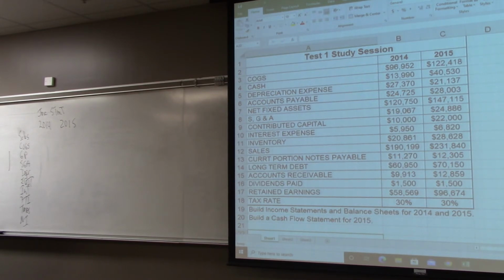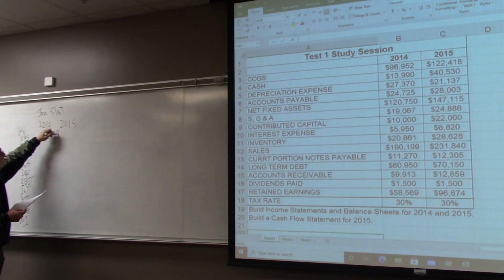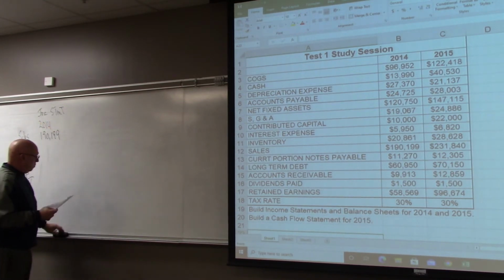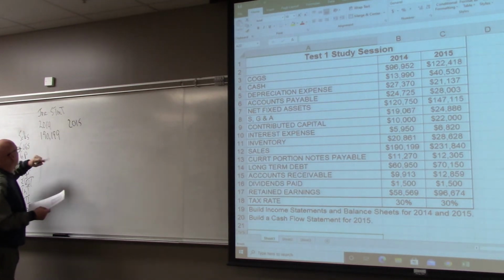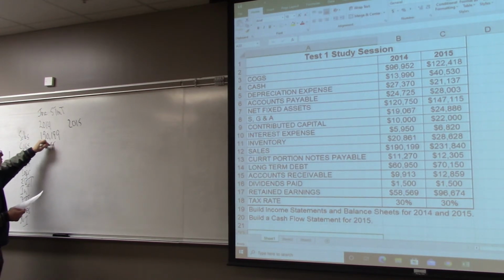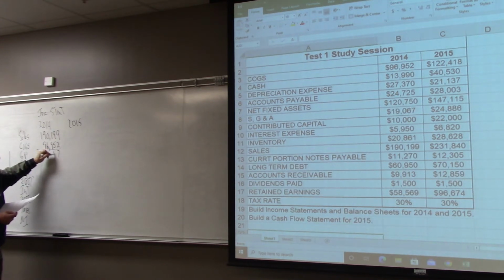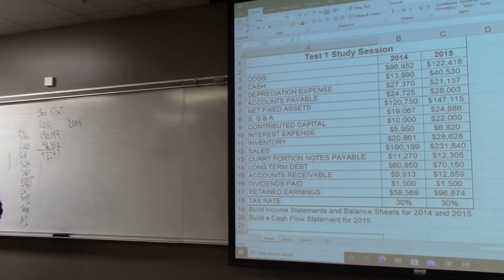So we'll start with sales, and we see 190,199. So it looks like we're going to have to move this 2015 over just a bit, give ourselves some space. Cost of goods sold, 96,952. So it looks like 93,247 is our gross profit. That's sales minus cost of goods sold equals gross profit, and you'll notice that gross profit is not listed as a line item. You just have to know that sales minus cost of goods sold equals gross profit.